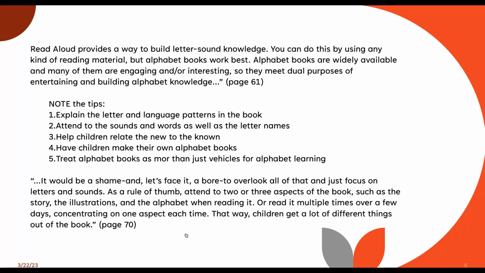That's the takeaway here. They say after that, it should be a shame, and let's face it, a bore, to overlook all of that and just focus on letters and sounds. As a rule of thumb, attending to 2 or 3 aspects of the book, such as the story or the illustrations and the alphabet when reading it. Or read it multiple times over a few days, concentrating on one aspect each time. That way children get a lot of different things out of the book. So go read those tips again and don't read things with tunnel vision.